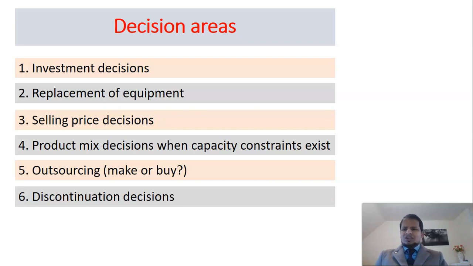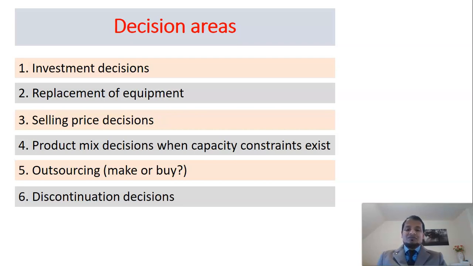So usually in case of normal business activity, what are the decisions we usually make? Some decision areas can be investment decisions, whether we should invest or not, whether we should replace an equipment or buy a new one, or we should repair it. Selling price decisions. What should be the selling price? Should we sell at this price? And what will happen if we sell at this price?